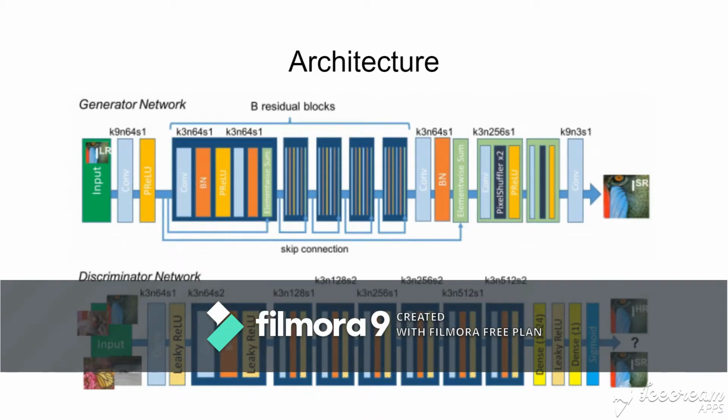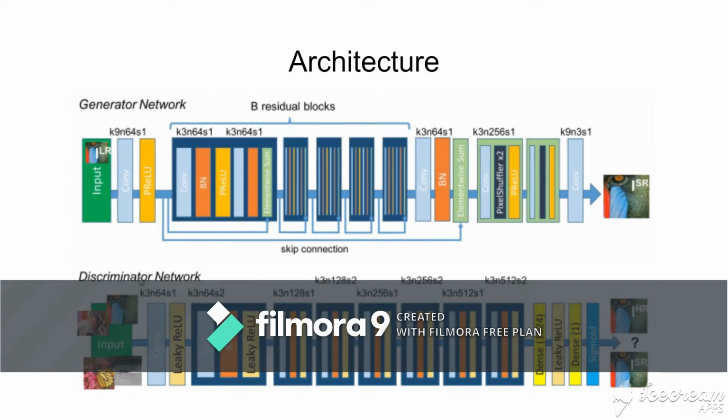Initially, a low resolution image is given as the input, and then it's passed to the convolution and parametric ReLU functions. Here, this one block is a residual block. There are 16 such residual blocks, and each one of them contains a convolution layer, a batch normalization, and a parametric ReLU function. Later, towards the end of the network, we see there are pixel shufflers which upsample the image and produce super resolution images.